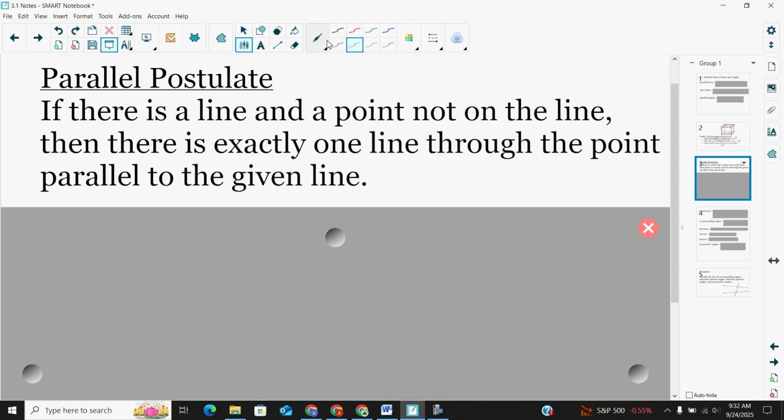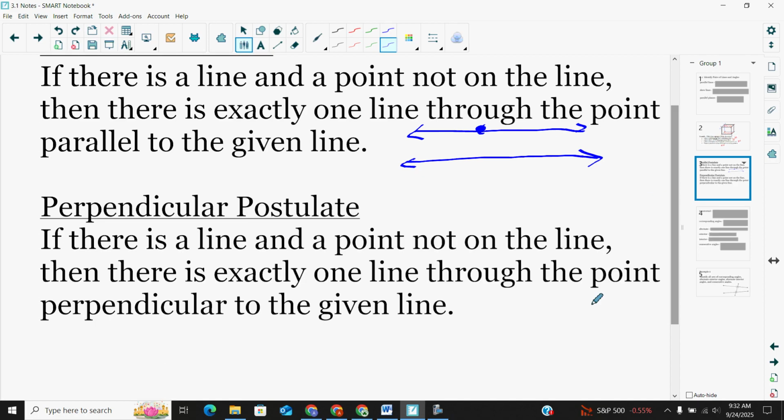So we've got a line and a point that does not lie on the line. We only have one parallel line that passes through that point. So I could draw lots of lines through that point, like that line there, but that line's not parallel, right? There's only one. That is the only line that exists that passes through the given point that is parallel to this line. And the same is true with perpendicular lines.